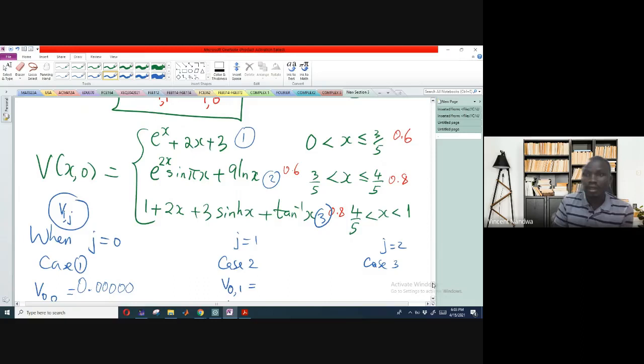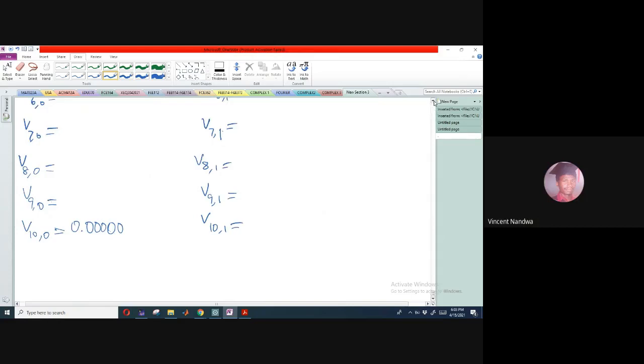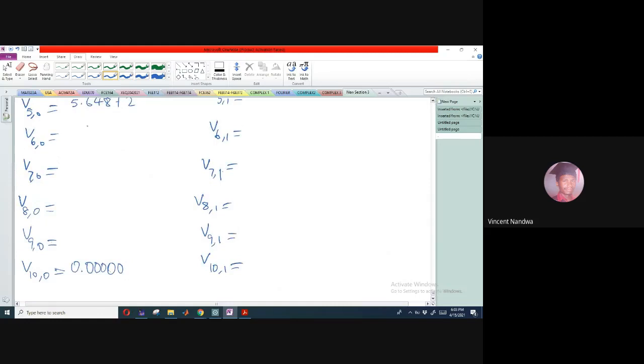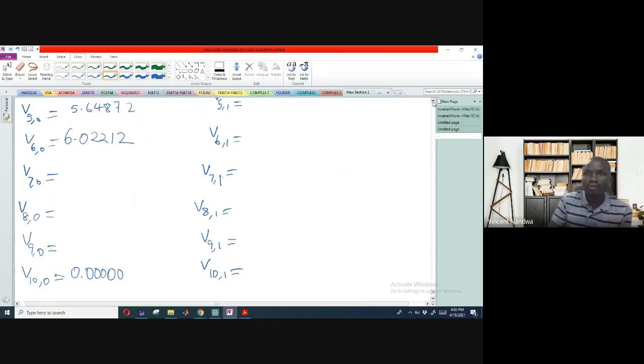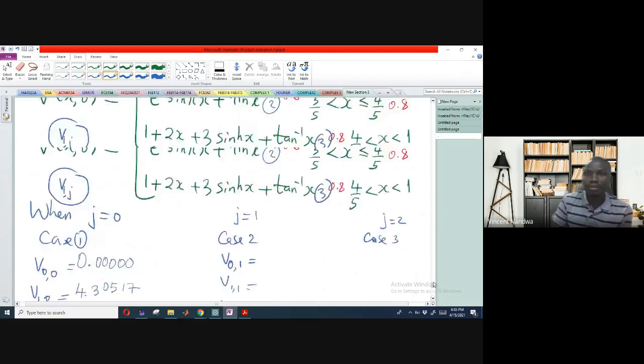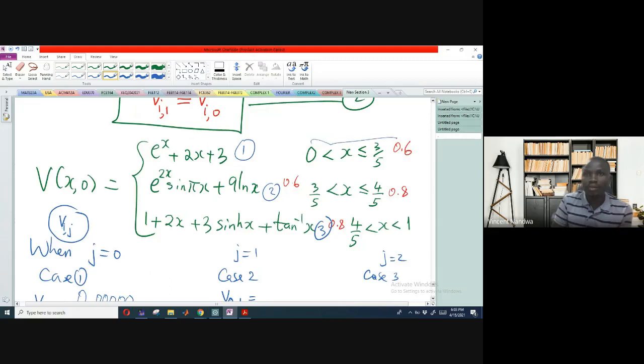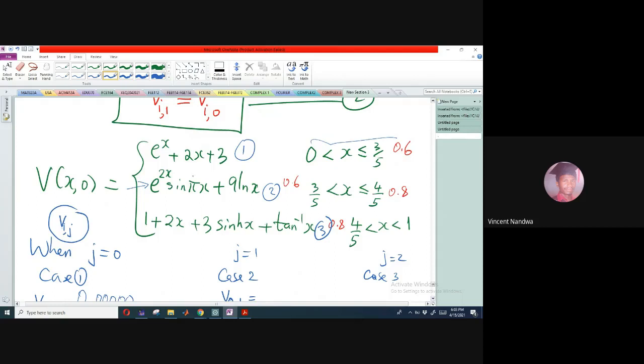So put 0.06 in this formula and, after putting in the value, you should get 0.06.02212. Then for 0.7, you don't put 0.7 in the first formula. If you do that, you get it wrong, because from the conditions given, this first formula only works for values of x between 0 and 0.6. Anything more than 0.6 up to 0.8 should be defined by the second formula. So you put 0.7 in this formula to get the correct answer, and also 0.8, in this second formula, not the first one.